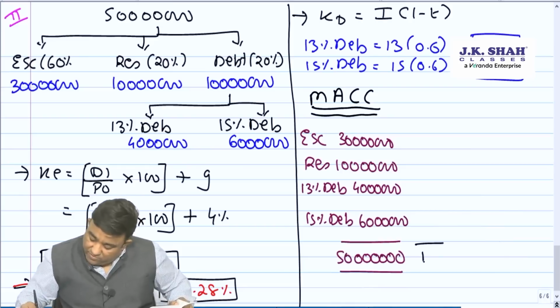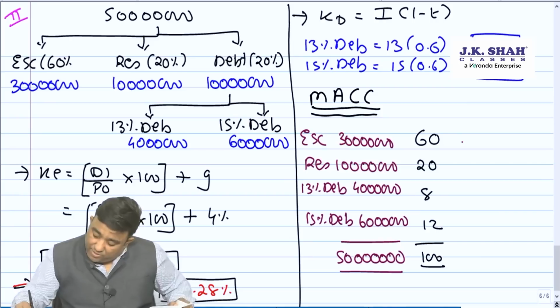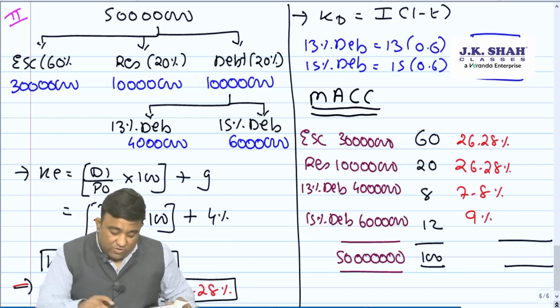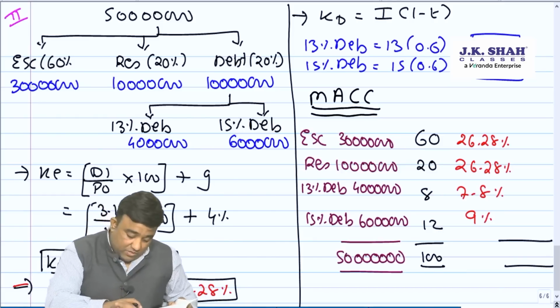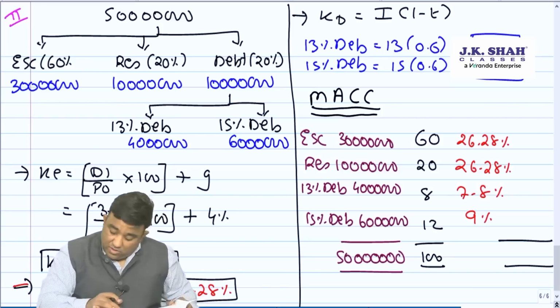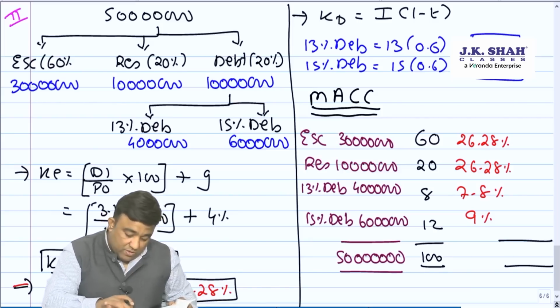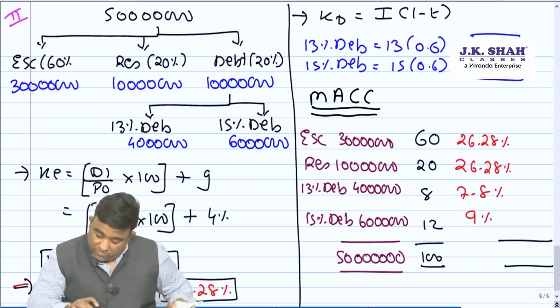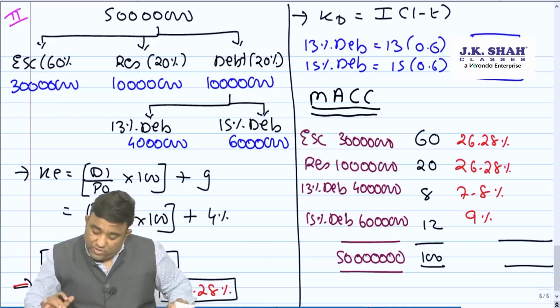I can allocate the weight with a base of 100, which is very simple this time. This is 60, 20, thereafter 8 and 12. And my short sums are absolutely ready. Equity is 26.28%. This is 26.28%. This is 7.8%. This is 9%. Students, can I compute the final answer? Thereafter 8 into 7.8%. And thereafter 12 into 9%. Let me recheck it once. Into 7.8% and plus 12 into 9%, that is 22.73%.